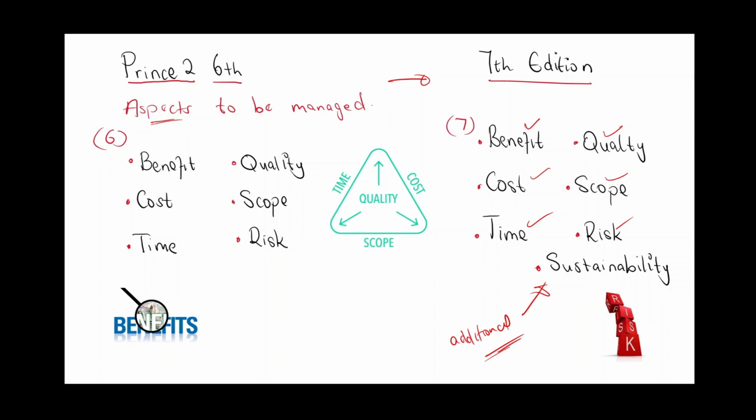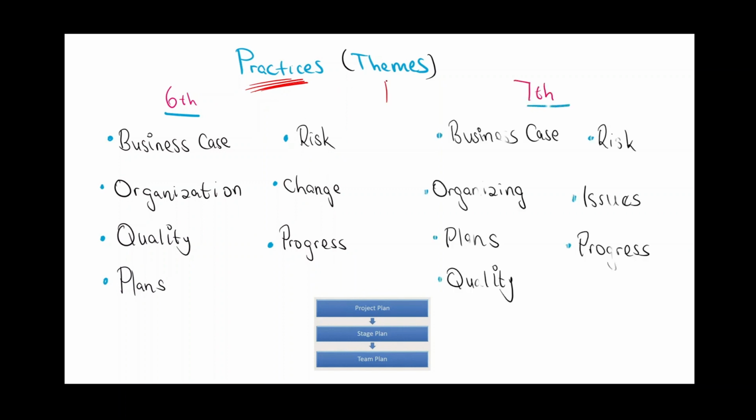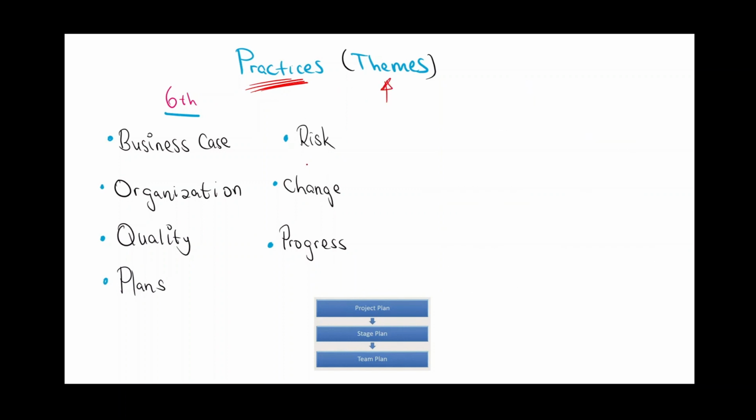Right? Now, here we have practices, right? Now, as we have seen, we now call them practices. Back then, we used to call them themes, right? So, the sixth edition is talking about the business case, organization, quality, plans, risk, change, progress. So, we used to call them the themes. And of course, there were seven of them, all right?